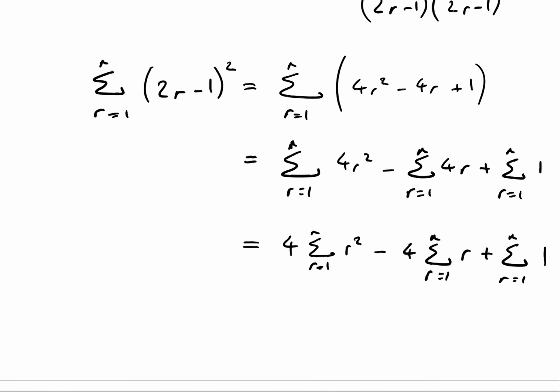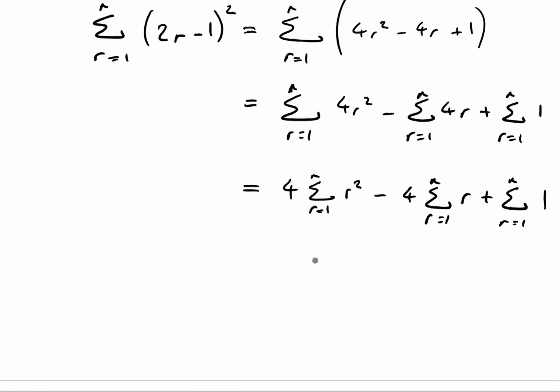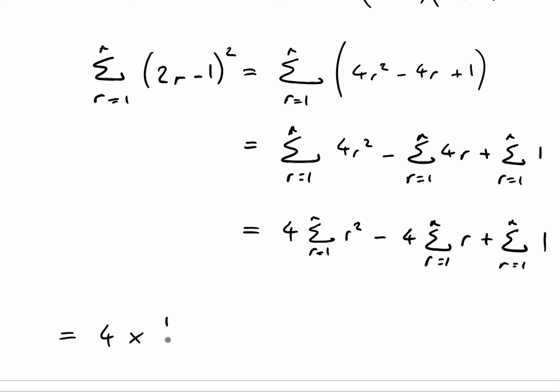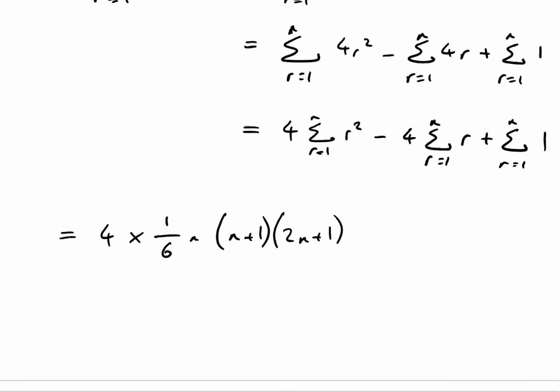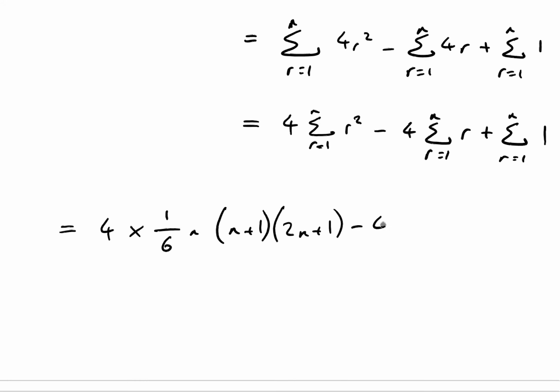It's 6th n. I'm actually just going to move this over here, just to give me a little bit more work. So all I'm doing is, it's still equal to all this, but instead of writing it directly underneath, I'm just moving it to the left, just to give me a little bit more space. So 4 times, if you remember, the summation of r squared, it's 6th n times n plus 1 times 2n plus 1. Okay, and then that's minus 4 times the summation of r. Well, the summation of r is a half n times n plus 1. So I've got minus 4 times a half n times n plus 1.